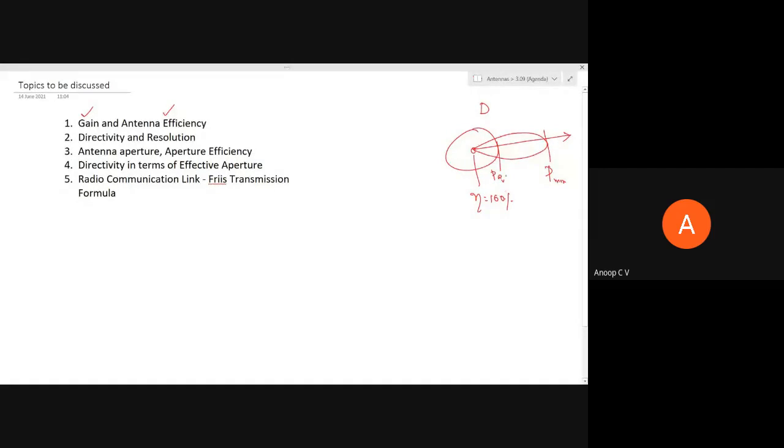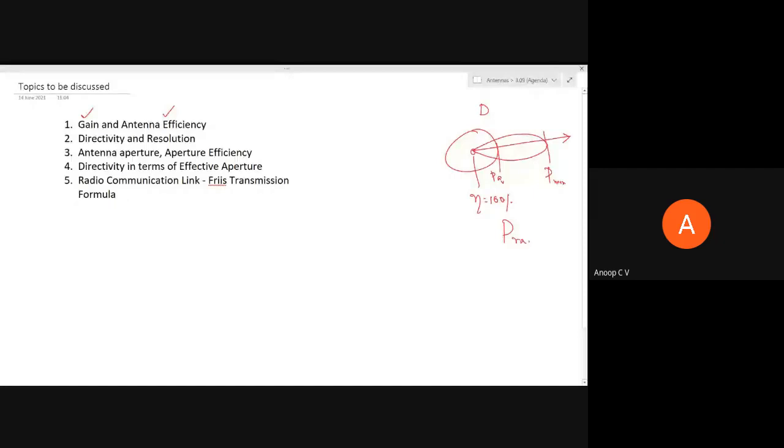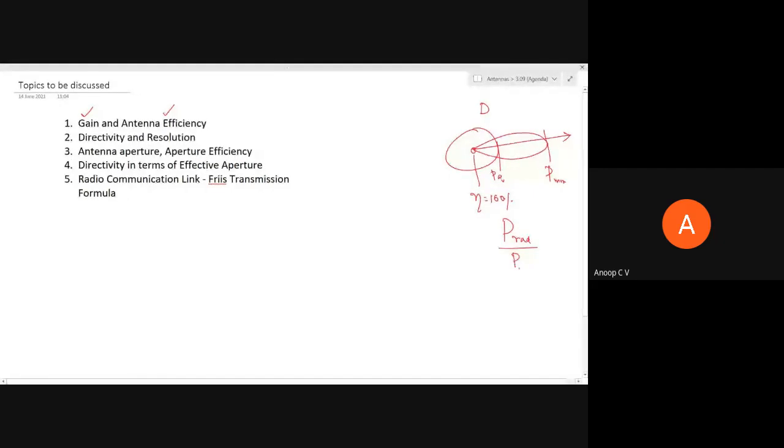But in practice, if you give some total power to an antenna, what fraction of it is radiated? That is the efficiency, which we'll call K, normally called the efficiency factor. Because of that, the actual gain of the antenna will be K times directivity. So we'll discuss the gain of an antenna and what this efficiency is.